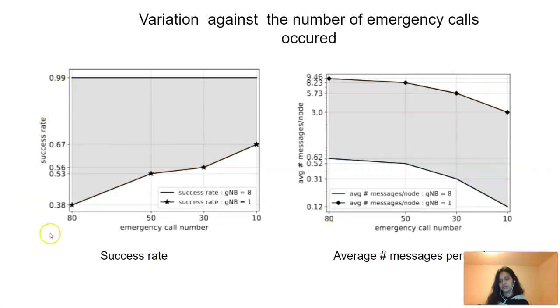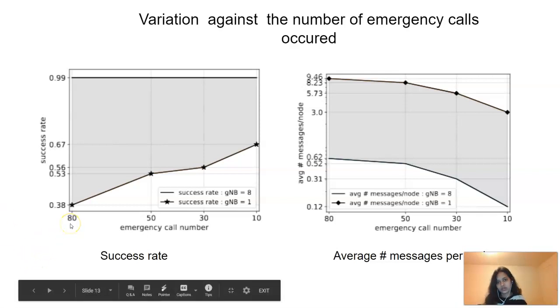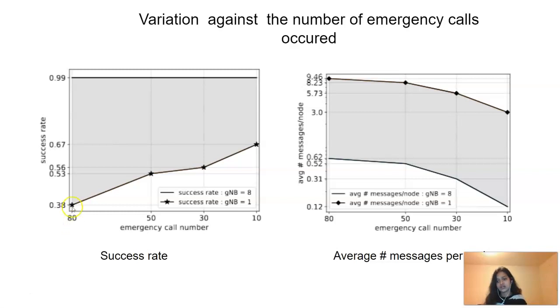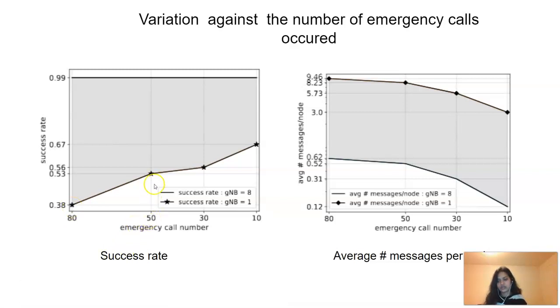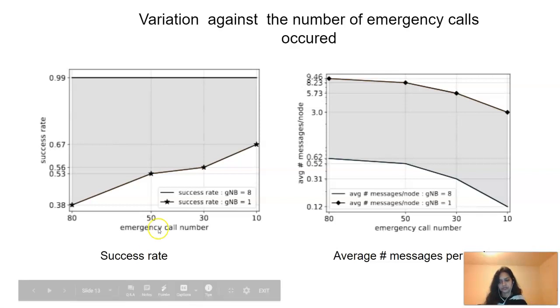Next, I observed how the success rate changes with the number of emergency calls in the network. When the number of calls is very high, with more than half of the devices under emergency state, the success rate is about 0.38. However, when it is above 50, you can reach more than 50% success rate. That is for the worst case scenario where only one base station is working.